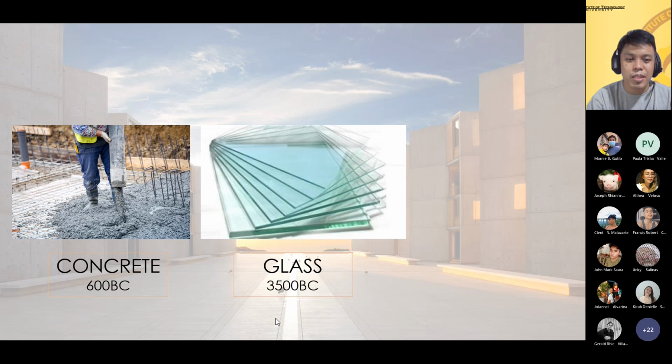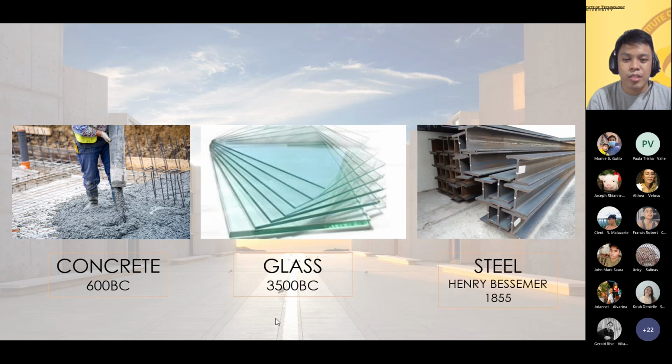And another material that we have is concrete. Actually concrete was discovered way before, but it was fully utilized by the Romans, during the Roman architecture. So these two exist before modern architecture. But the material that actually led into modern architecture is this one, the steel.